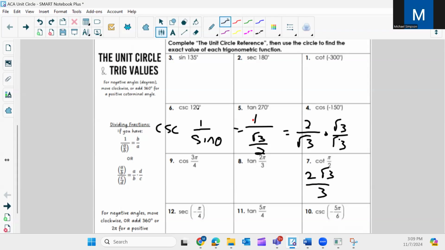So when you have a reciprocal, all you gotta do is find the primary trig function and then just do the reciprocal. All right. We didn't do negative angles before. We'll talk about the negative angles tomorrow in class. So go ahead and fill this out. Hopefully you get to this evening so you have a better understanding. All right, guys. Good.